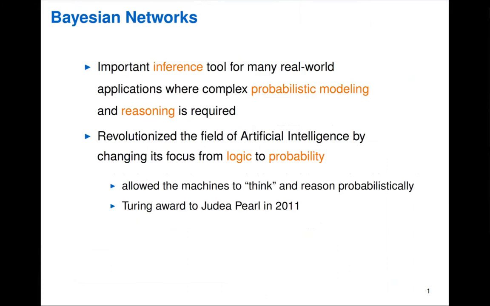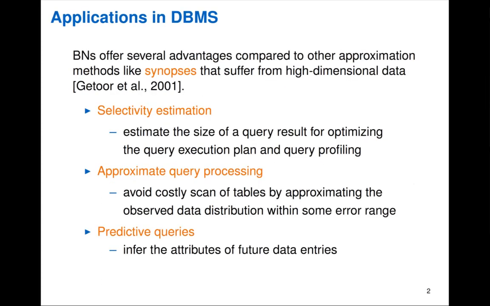Bayesian network modeling is an important inference tool for many real-world applications where complex probabilistic modeling and reasoning is required. The invention of Bayesian networks by Judea Pearl in the 1980s revolutionized artificial intelligence by changing its focus from logic to probability. One of the real-world applications that benefit from Bayesian networks is database management systems. Bayesian networks have been used for the tasks of selectivity estimation, approximate query processing, and predictive queries.